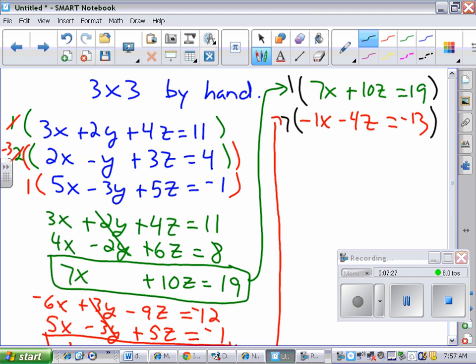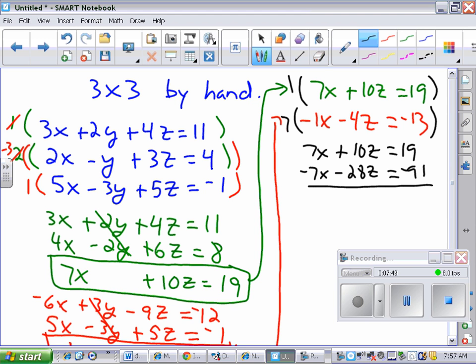Now, sometimes you're going to multiply both equations again, but in this case, I don't have to. So the top one is 7x plus 10z equals 19. I did not change that one. The second one will be negative 7x minus 28z equals, that's negative 91. I just go ahead and do my elimination here.